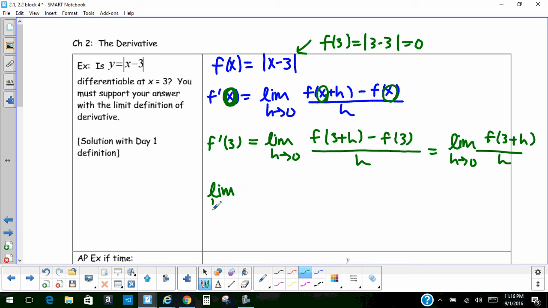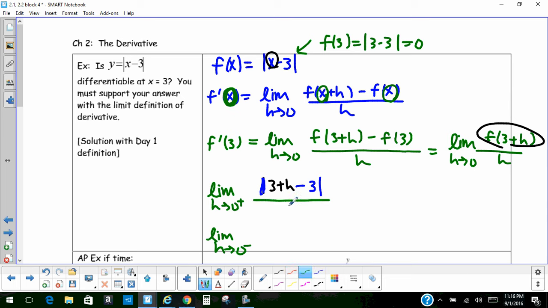So we'd want to look at the limit as h goes to 0 from the right, and then we'd want to come down and look at the limit as h goes to 0 from the left. But f of 3 plus h means you're coming up here and you're replacing this x with 3 plus h. So it would be the absolute value of 3 plus h and then minus 3. That's f of 3 plus h. And then that would all be over h.